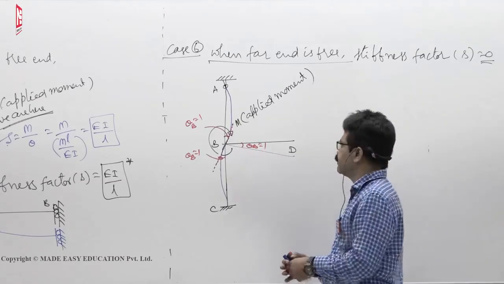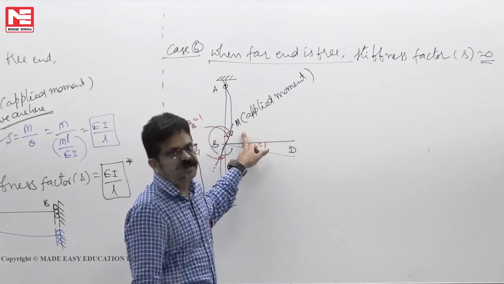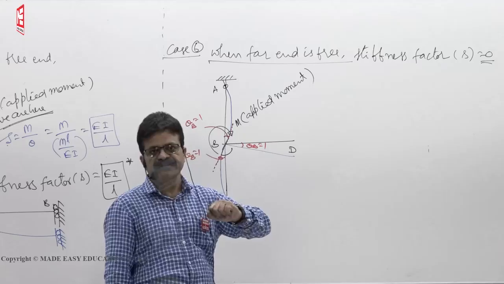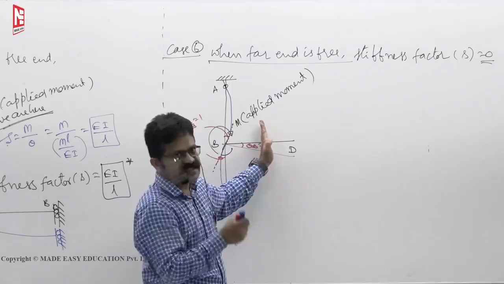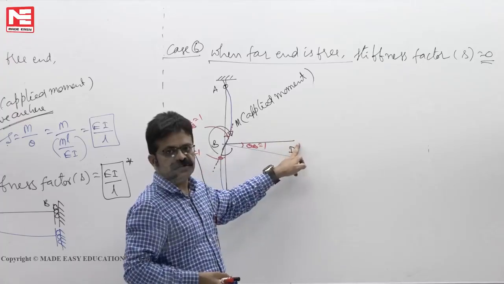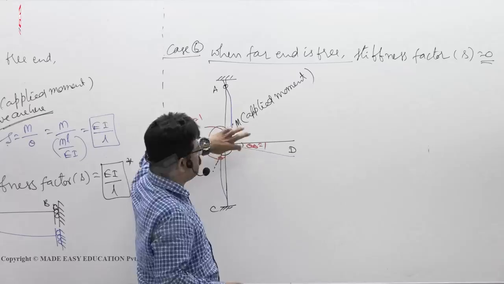Rotation, we call it. Now you see, even if you apply M value 1000 ton meter, what is the BD member bending moment? Stand here, look at one side. I will not look at the left side, I will look at the right side. So here it is 0. That means the bending moment in the member BD is 0, whatever moment you apply.